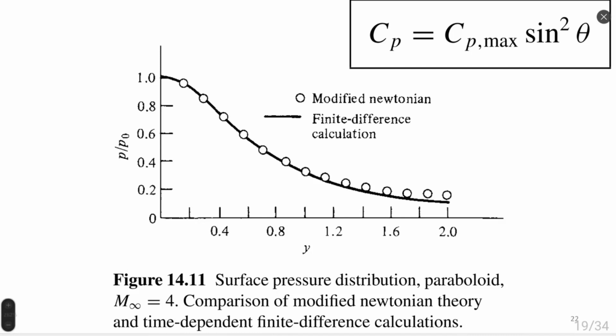I think it's important because with the modified Newtonian theory, we can calculate by hand. We can calculate really fast, right? But we know that finite difference calculation in CFD is usually a long process.